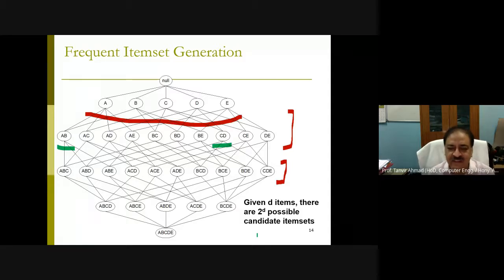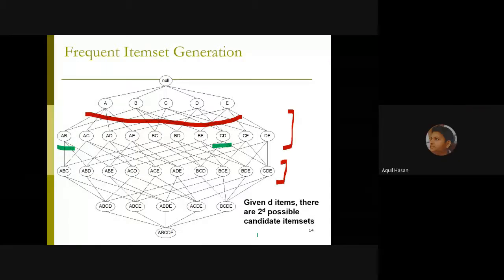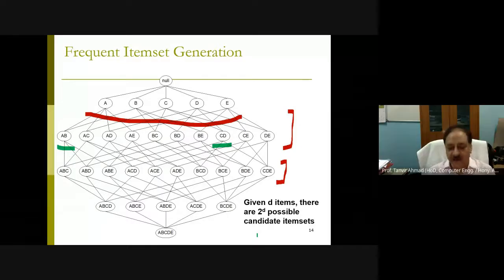Can anybody give a reason why AB and CD are not combined together? Sir, because it will not form a three-element set, it will become four elements, A, B, C and D. Because when you combine two item sets, you have to combine over one common item.